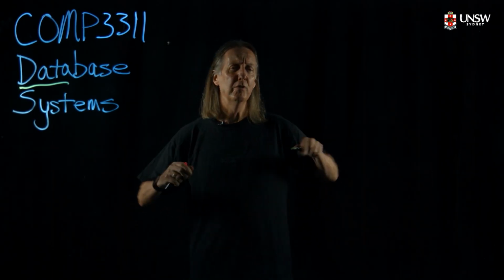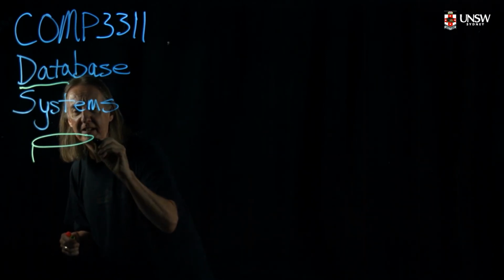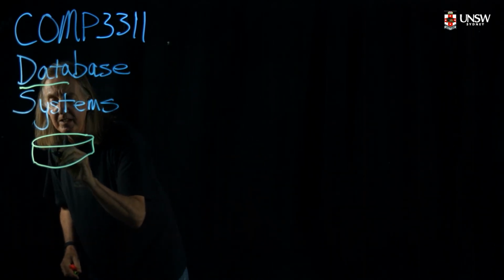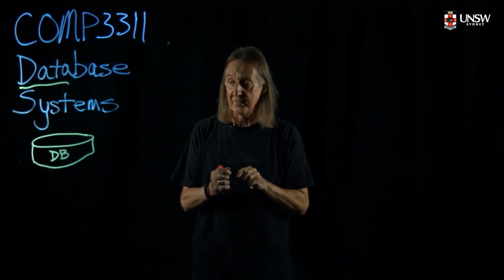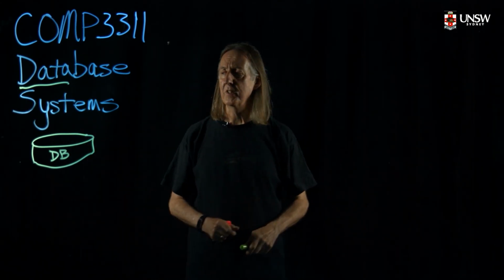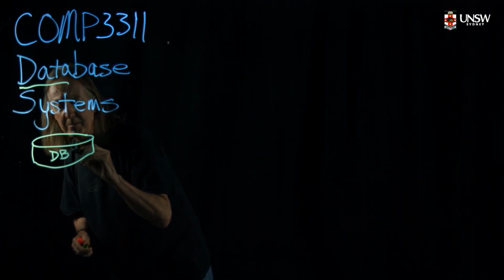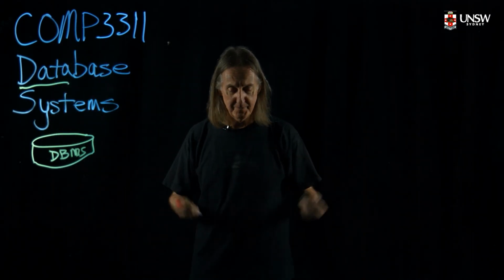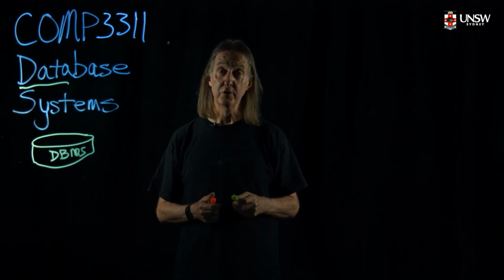So we'll often draw database systems as looking like a big fat disk, something like that. And there'll be data, and there'll be a system that manages that data. So often we'll call the data itself, the collection of data that we're manipulating, the database, and the system that manages it we'll call a database management system. Surprise, surprise.